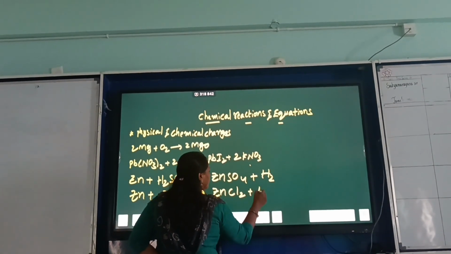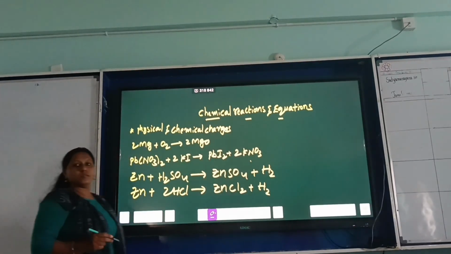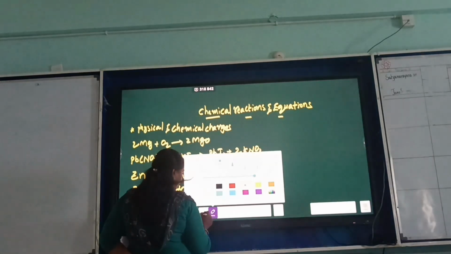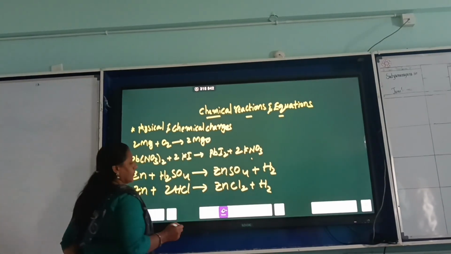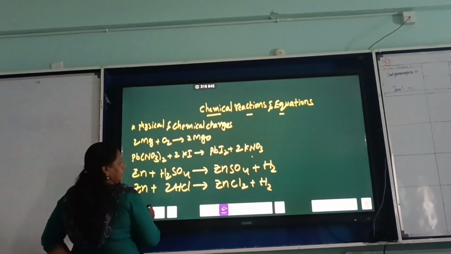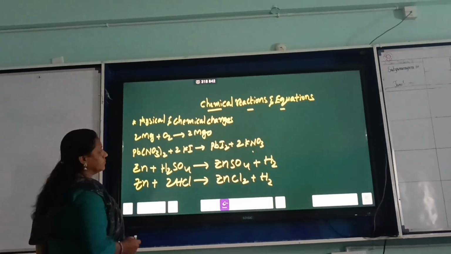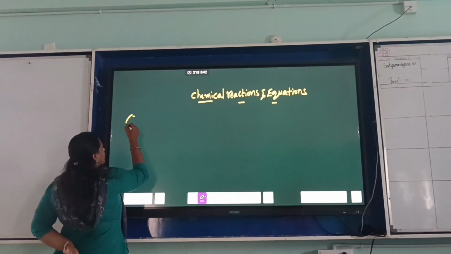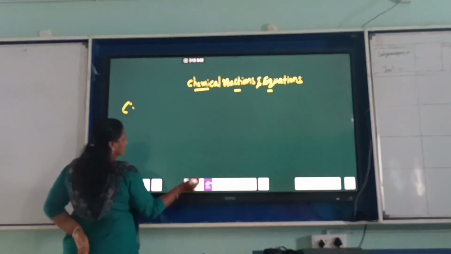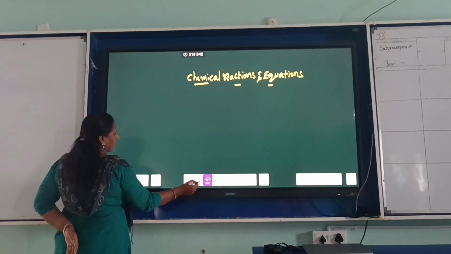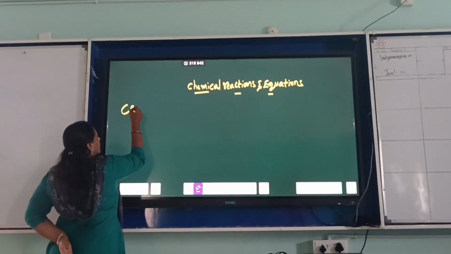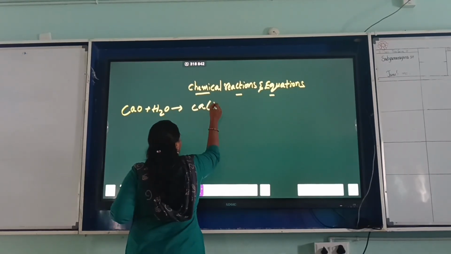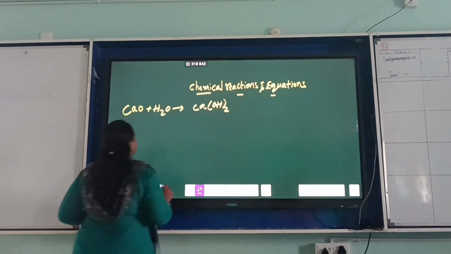Next, the displacement reaction. Zinc reacts with sulfuric acid to form zinc sulfate plus hydrogen gas. That is the third activity. And zinc reacts with hydrochloric acid to form zinc chloride plus H2 gas. If you take a conical flask with zinc granules and add sulfuric acid or hydrochloric acid, H2 gas is formed. We take dilute hydrochloric acid or dilute sulfuric acid. Okay, so three activities are completed.